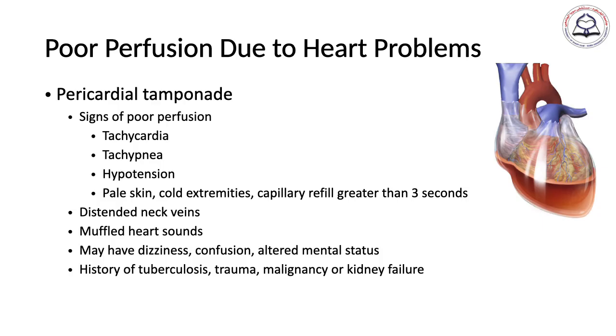Poor perfusion due to heart problem, as in pericardial tamponade. Patient can show findings of poor perfusion like tachycardia, tachypnea, hypotension, pale skin, cold extremities, and at the same time you see distended neck veins, muffled heart sounds. They might have dizziness, confusion, altered mental status. There could be some risk factors like tuberculosis, trauma, malignancy, or renal failure.